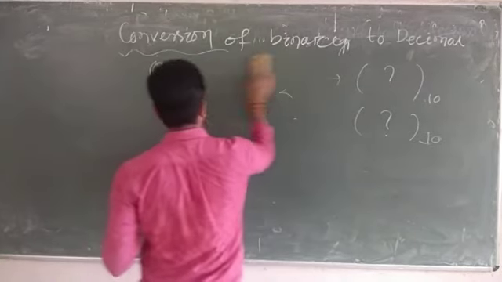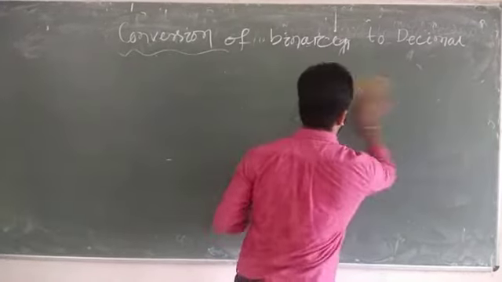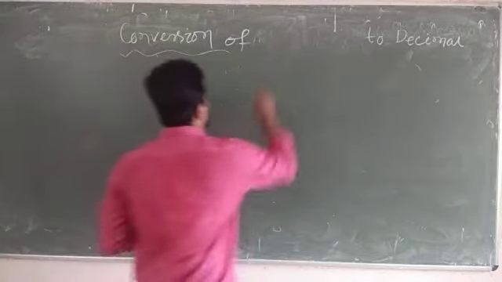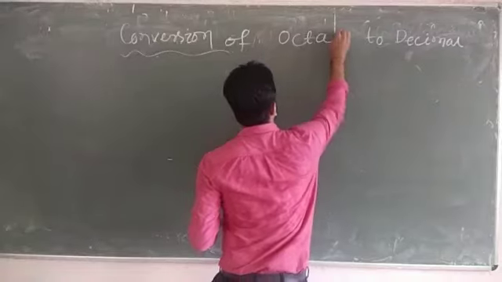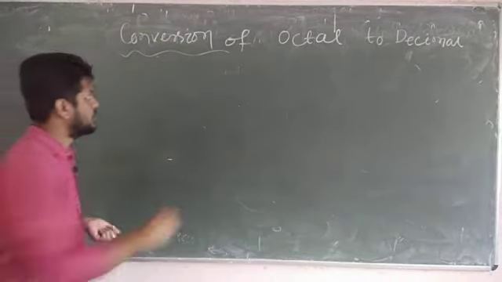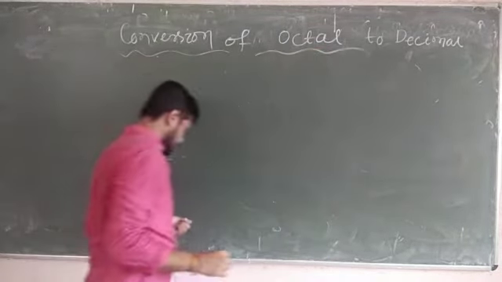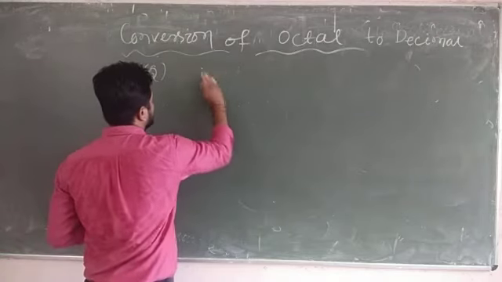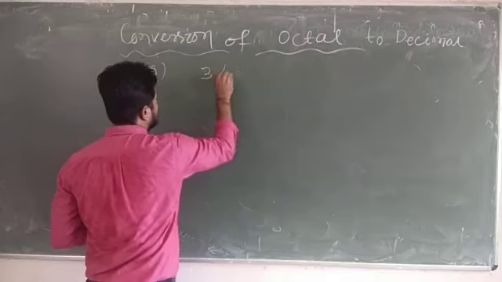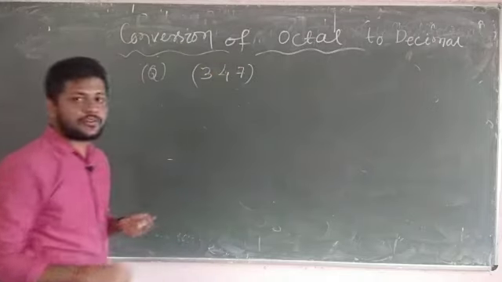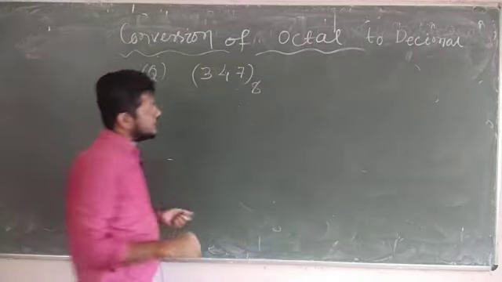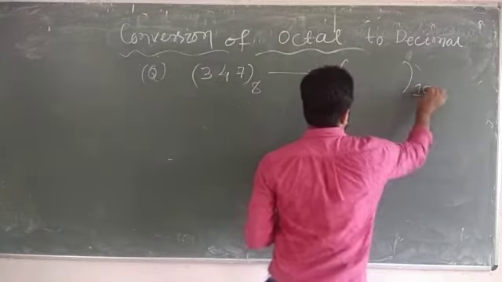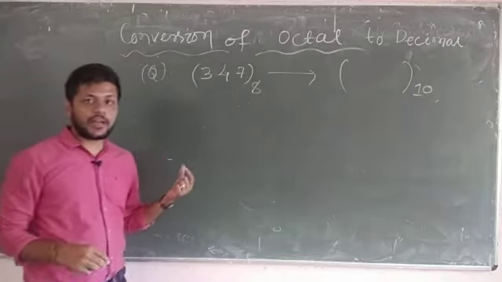Next we will see the conversion of octal number to decimal number system. So octal means the base is 8. Then how do we convert an octal number? The question is given as 347, the base is 8, and I want to convert this number into a decimal number. Then how do we convert an octal number to a decimal number?